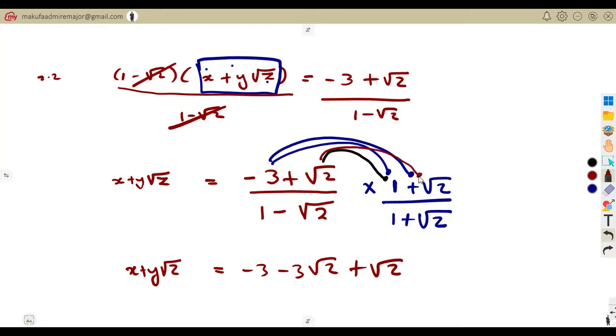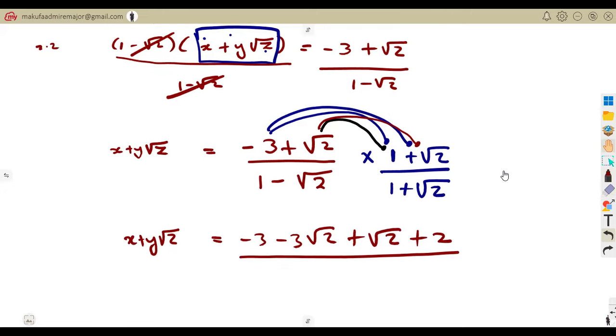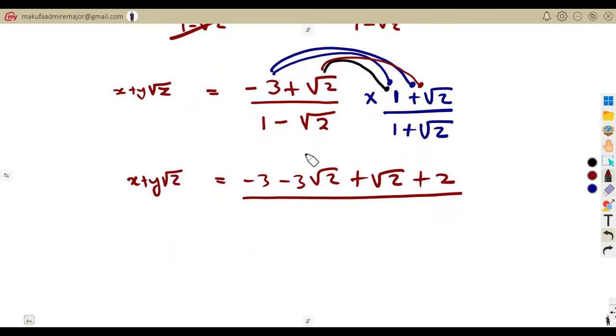Square root of 2 times square root of 2. Remember, guys, what I talked about, square root of x times square root of x is x. So square root of 2 times square root of 2 is going to give us what? A 2. Everything over what? We do the same thing in the denominator. We multiply 1 times 1, which is 1. 1 times square root of 2, that's square root of 2. We are done with 1.